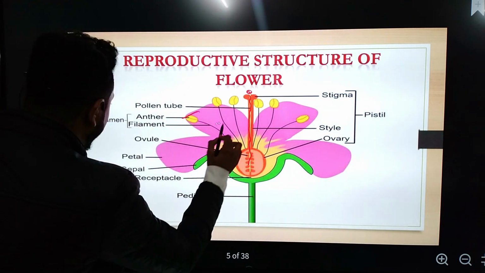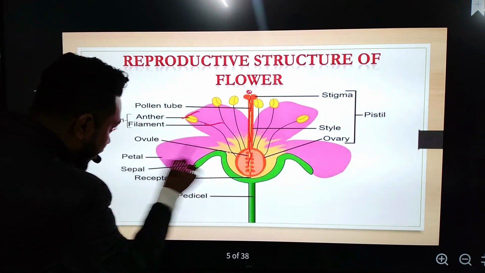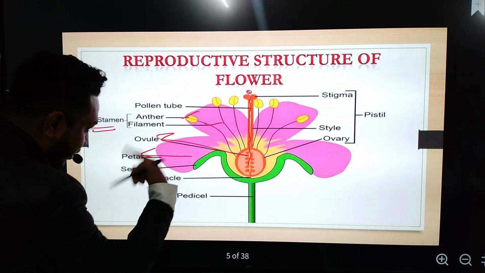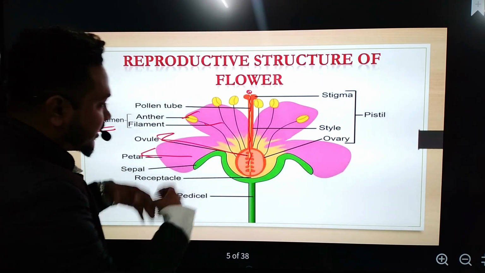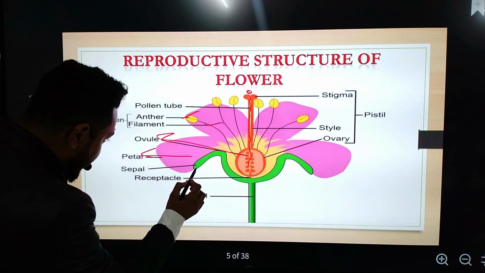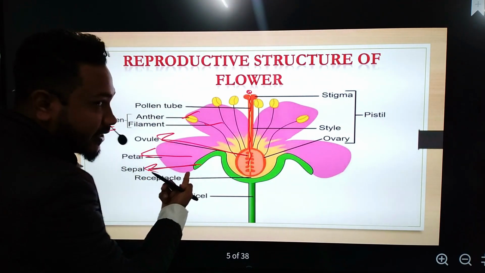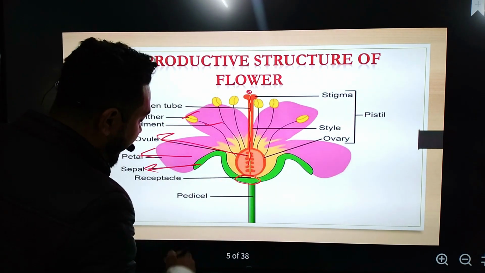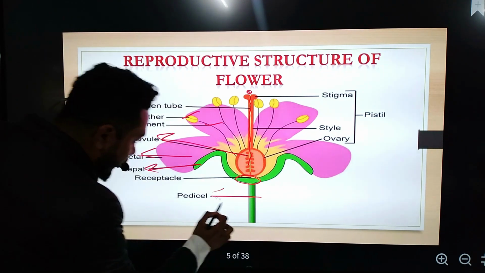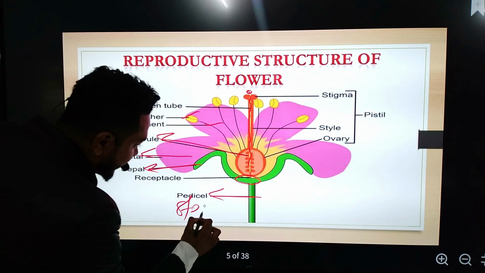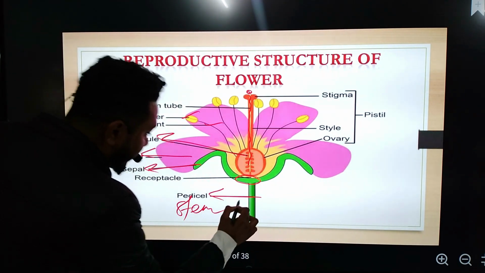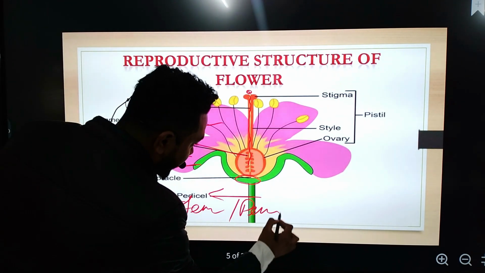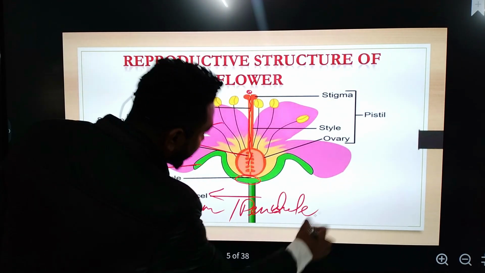Now here see anther and filament, they constitute the stamen. This is known as the ovule. This is a petal, as I have already explained. This is responsible for producing the color or the fragrance of a flower. This is known as the sepal, or it is also known by another name, that is calyx. All right. This part is known as the receptacle, that I have told previously. This is a pedicel, or it is also known as the stem, or by another name, that is peduncle. All right.